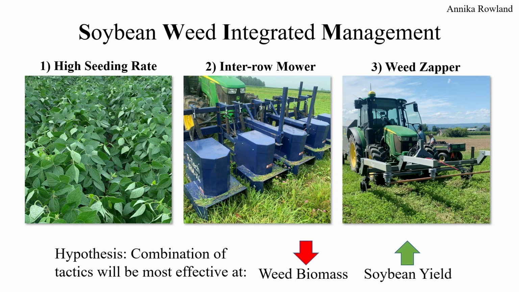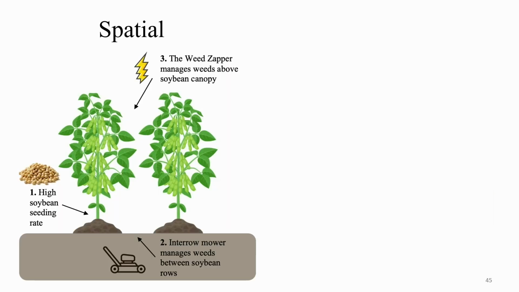But her hypothesis here was that the combination of tactics will be most effective at reducing weed biomass and increasing soybean yield. Okay? And so we put a lot of thought into the design of this experiment, and we really thought about the different tools targeting weeds in different areas. Okay? And so we were thinking that the high soybean seeding rate was going to target weeds right in the row with the soybean. Okay, the inter-row mower would get the weeds between the soybean rows, and the weed zapper would get the weeds that are growing above the soybean canopy. So we thought, okay, that's how things are going to work here. It's all going to come together very nicely.